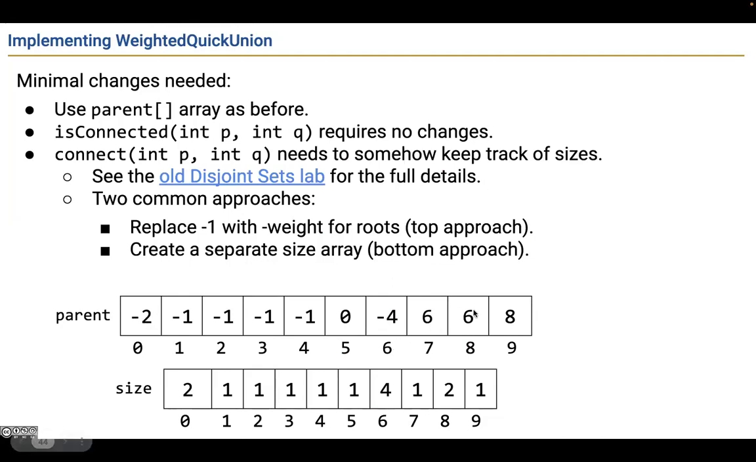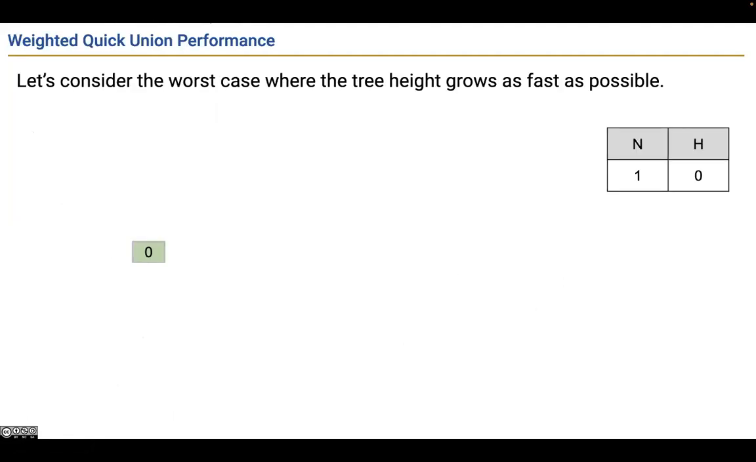By adding these extra numbers, this allows me to remind myself, if I want to connect 6 and 0, well, 0 is the smaller one. It's got 2 things in its team. 6 is larger. It's got 4 things in its team. So I need to hang the 0, which is one of the bosses, underneath 6, which is the other boss. So by keeping track of the size of the teams, I can always hang the smaller tree underneath the larger tree.